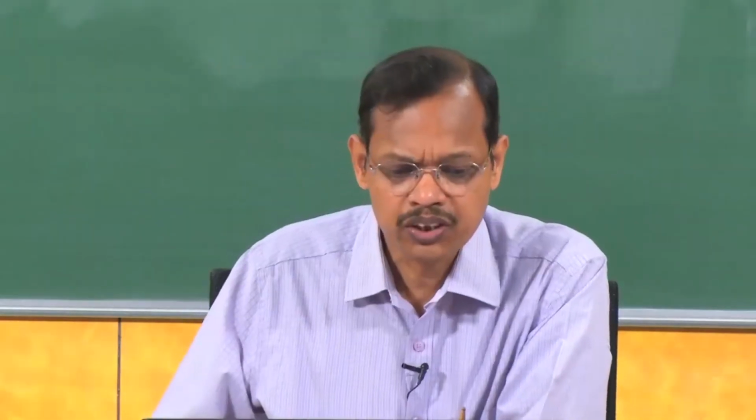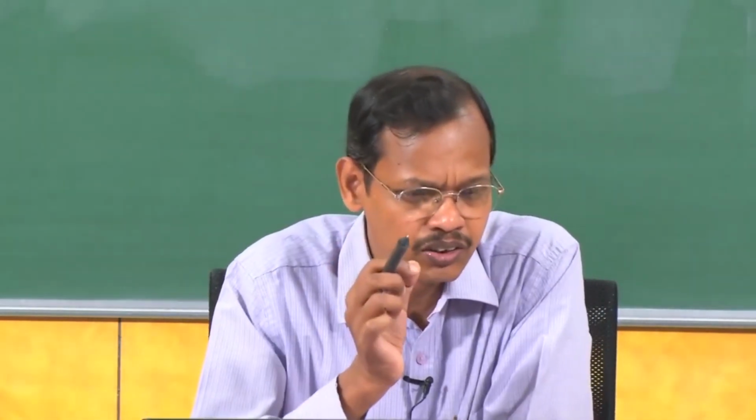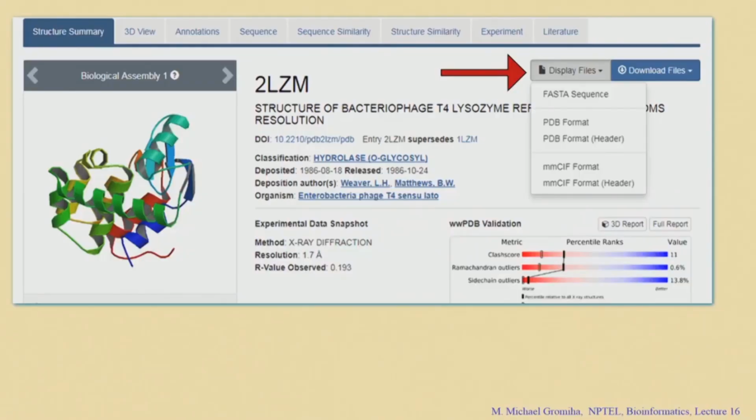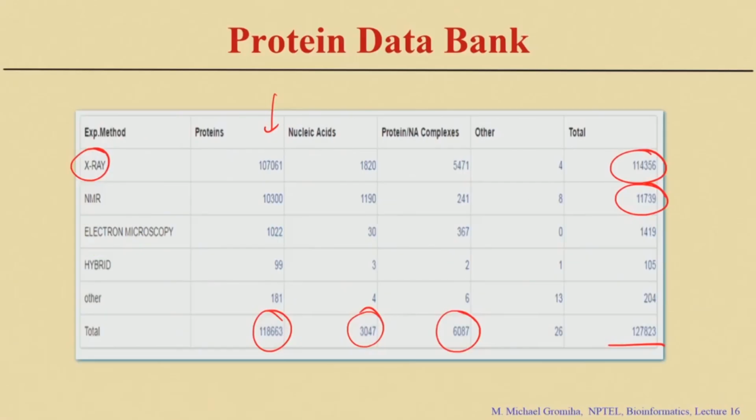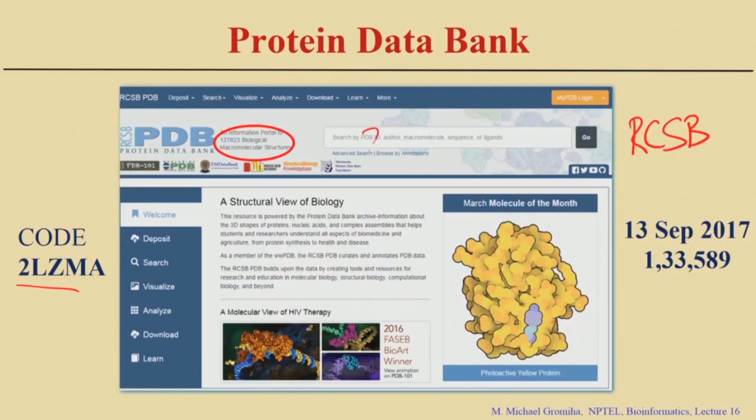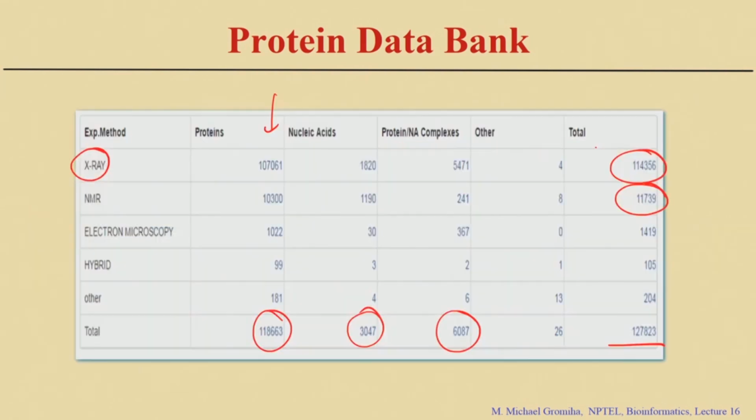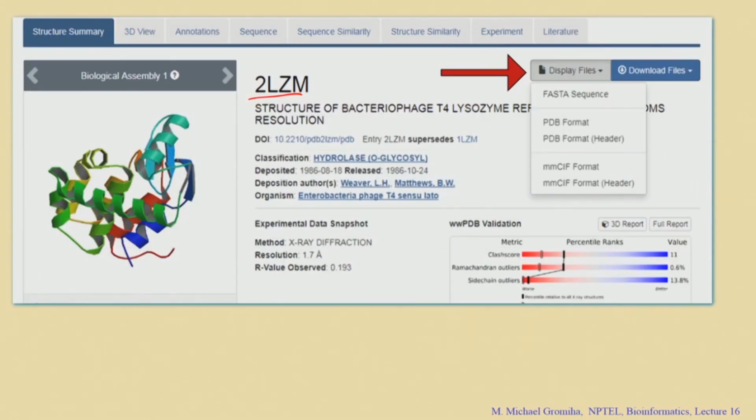If you look into a specific code, for example if you are interested in one protein, I put 2LZM in the search option. You can see the search option here. We have put 2LZM here, and then if you click on go, you will get the first page for 2LZM. 2LZM tells us this is bacteriophage T4 lysozyme, and it gives you the abstract of that particular protein.